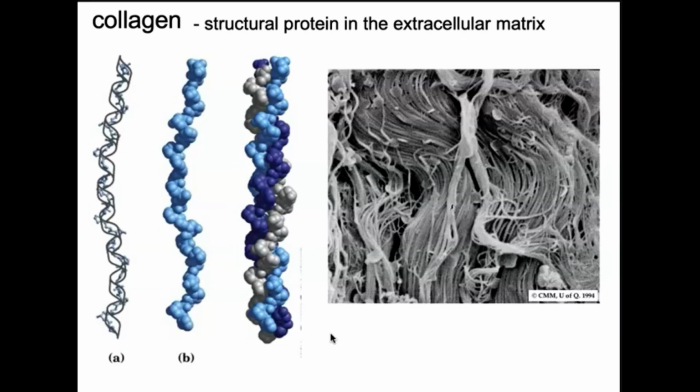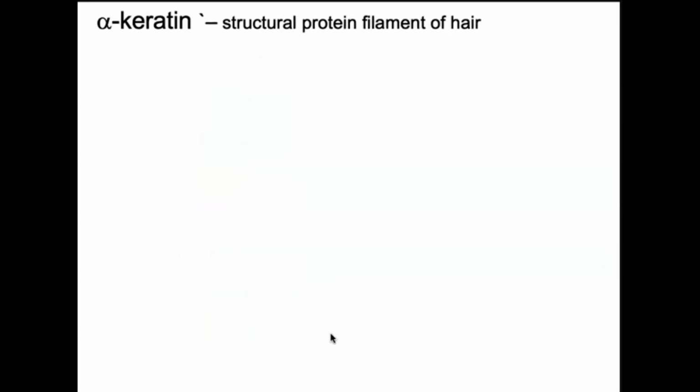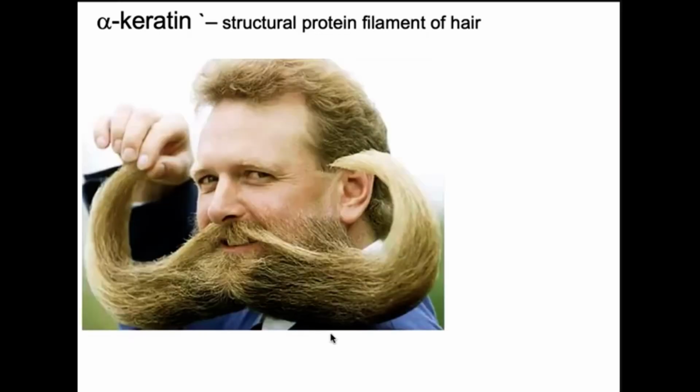Another structural protein, in addition to collagen, is alpha keratin. As I said, that's the structural protein filament that's in hair. Now, when I looked for that other picture of collagen, I just Googled collagen to see what would come up. Unfortunately, when I Googled alpha keratin, this guy came up. That's quite a lot of keratin there. But I had to use it. I mean, it came up, right?